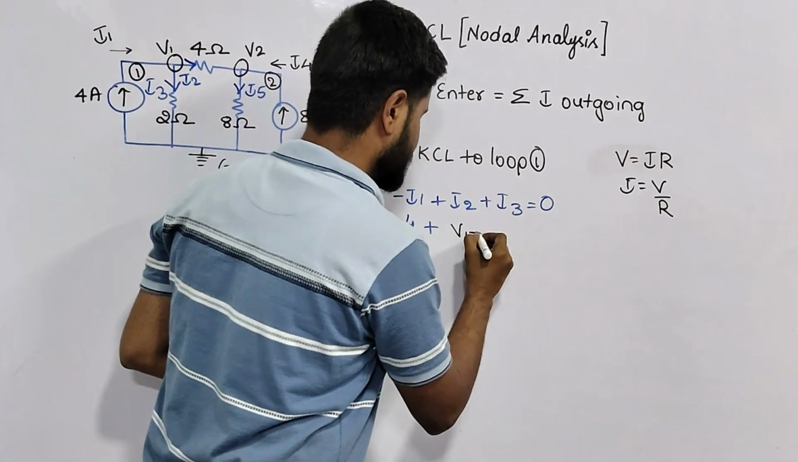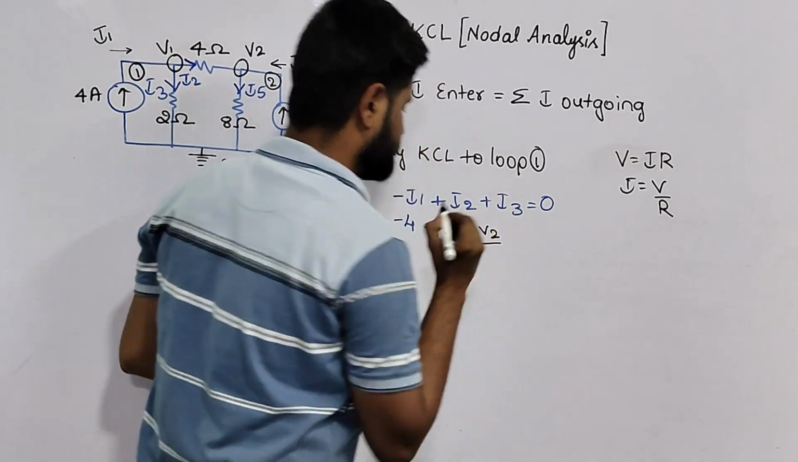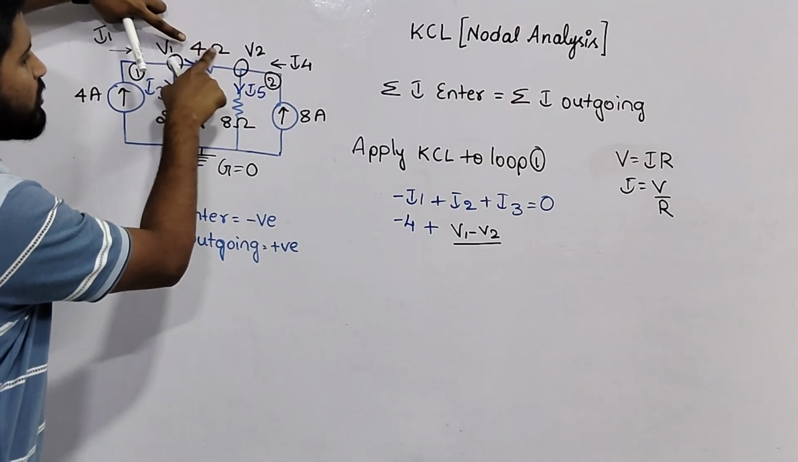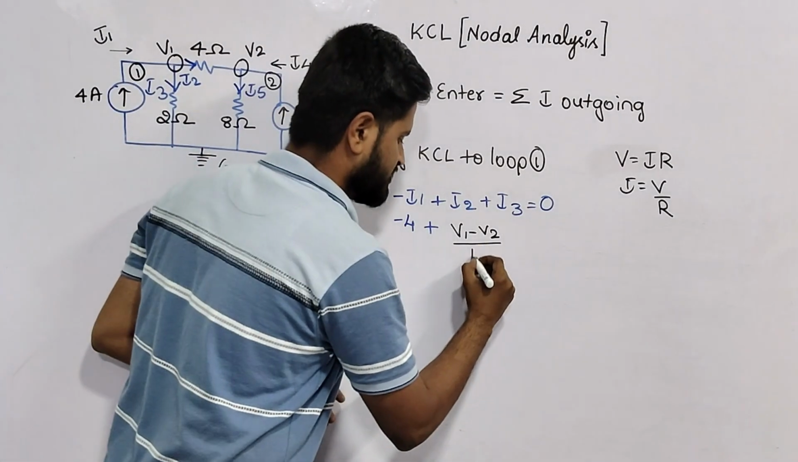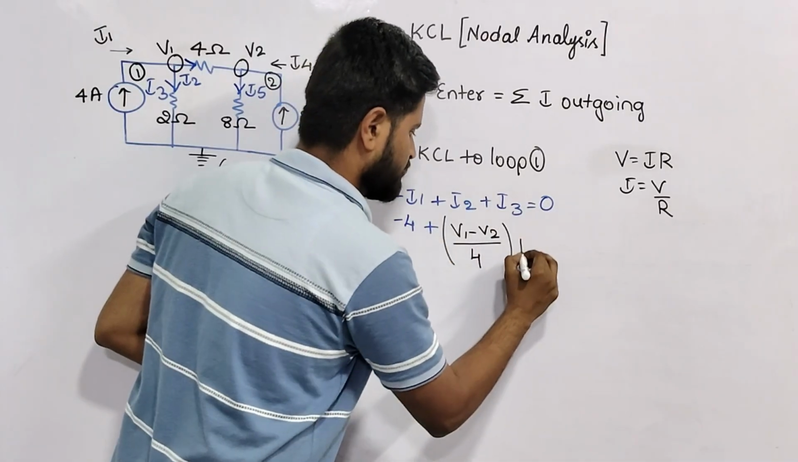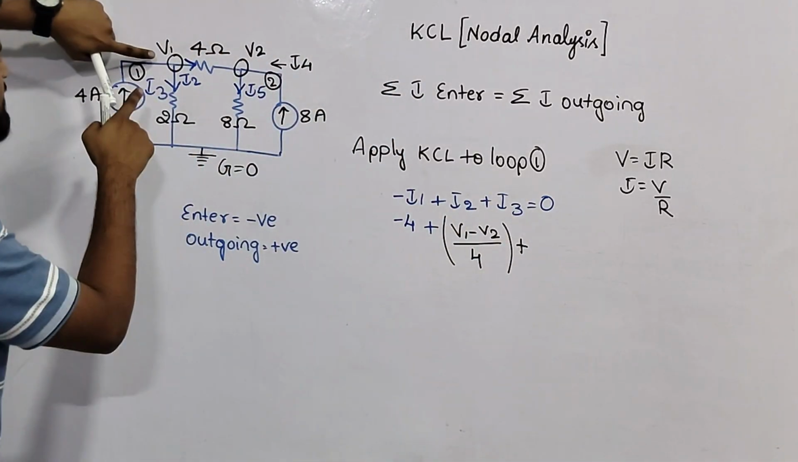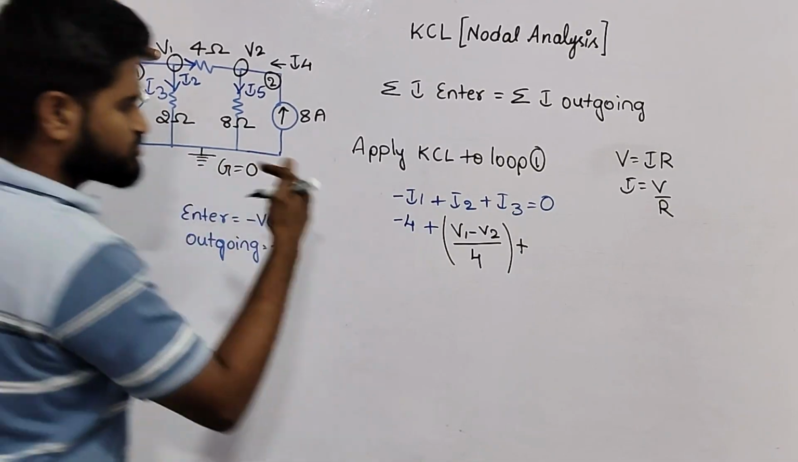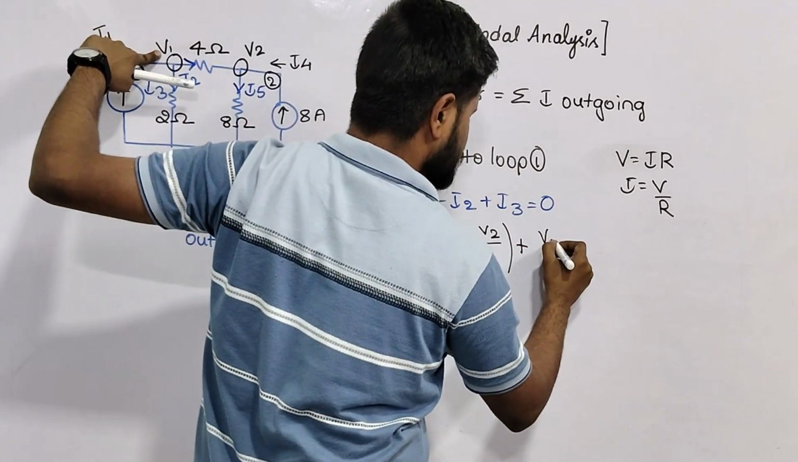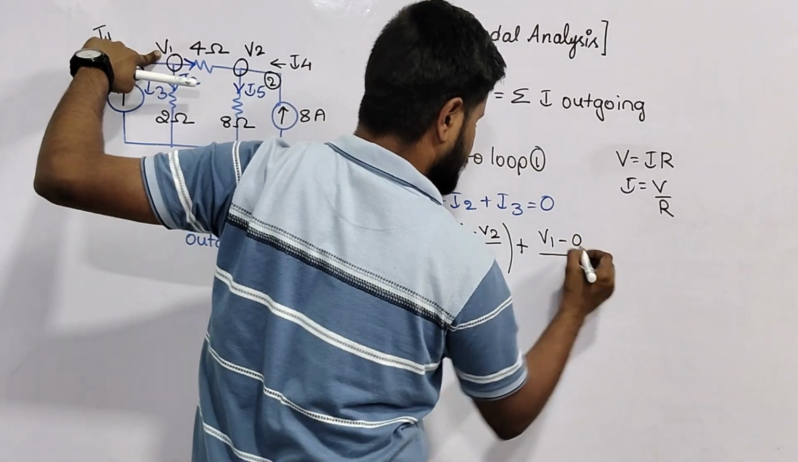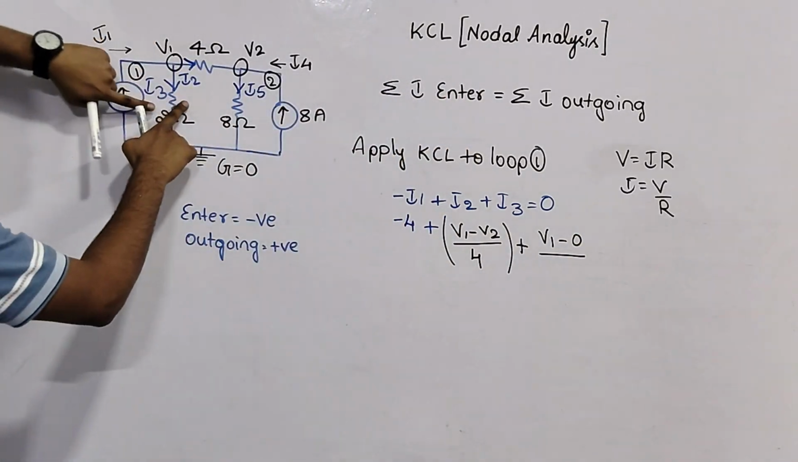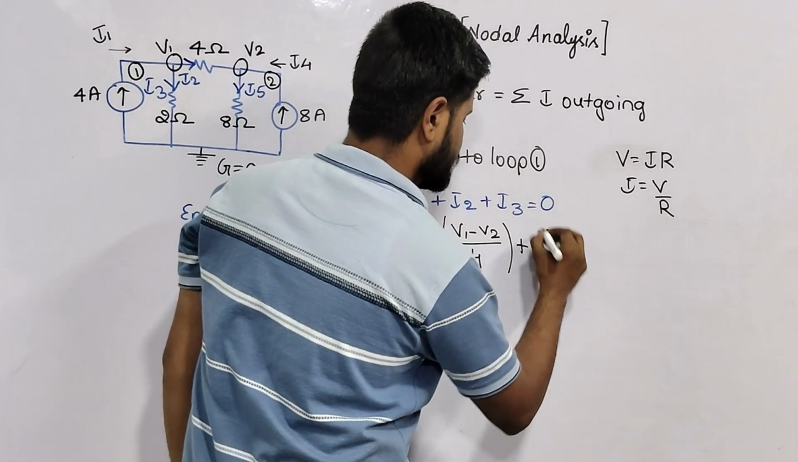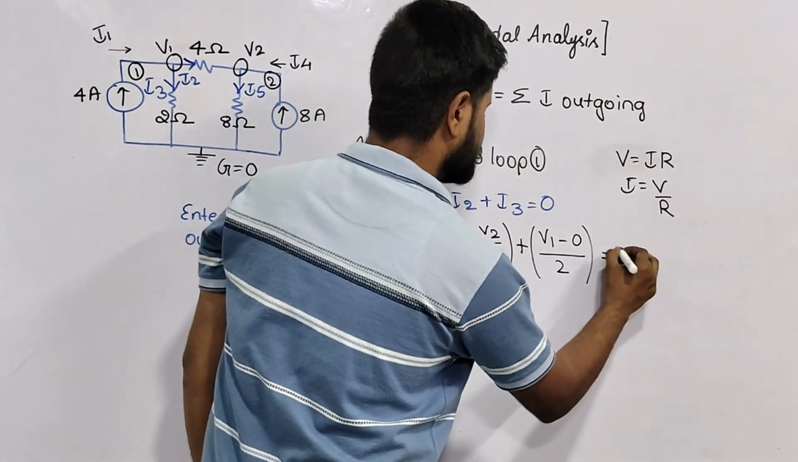So V1 minus V2 divided by, what is the resistance in which the current I2 is flowing? 4 ohm resistance. So divide it by 4, plus I3. I3 is moving from voltage V1 towards ground G, whose voltage is equal to 0. V1 minus 0 divided by, through which resistance is it moving? 2 ohm resistance. So divide it by 2, which will be equal to 0.